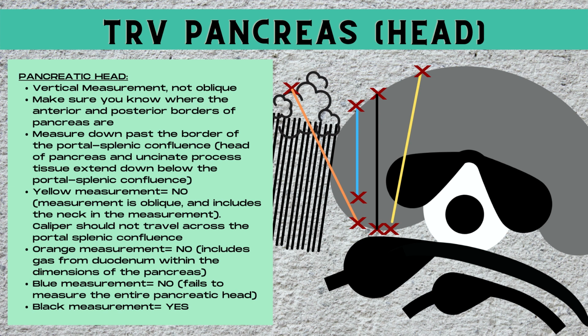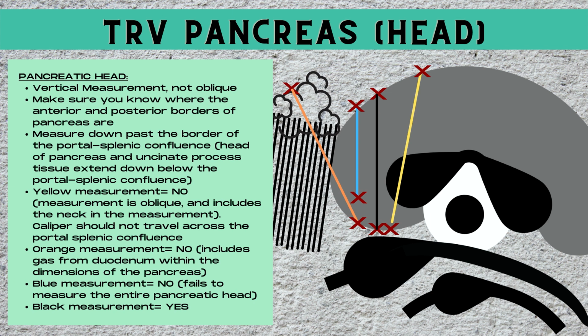The head of the pancreas and the uncinate process tissue extend down below the level of the portal-splenic confluence. Let's first talk about the yellow measurement. This is a definite no. This measurement is oblique, not vertical, and it also includes the neck in the measurement. The caliper should never travel across the portal-splenic confluence for a measurement of the pancreas.